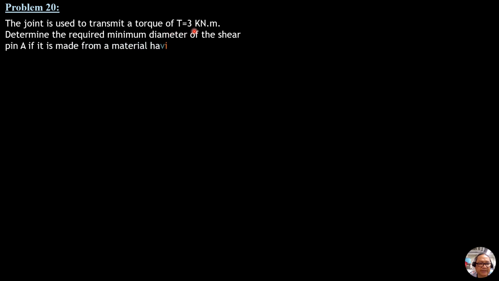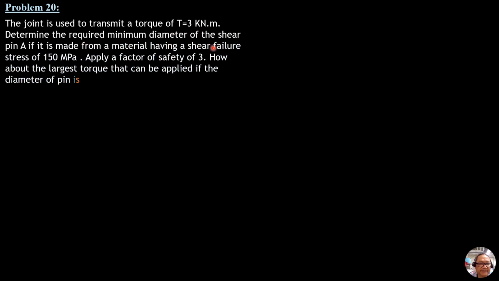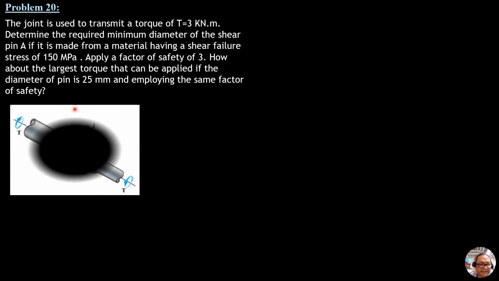So for the next problem, 20, the joint is used to transmit a torque T of 3 kilonewton meter. Determine the required minimum diameter of the shear pin A if it is made from a material having a shear failure stress of 150 megapascals. Apply a factor of safety of 3. How about the largest torque that can be applied if the diameter of the pin is 25 mm and employing the same factor of safety? So here is the given figure.